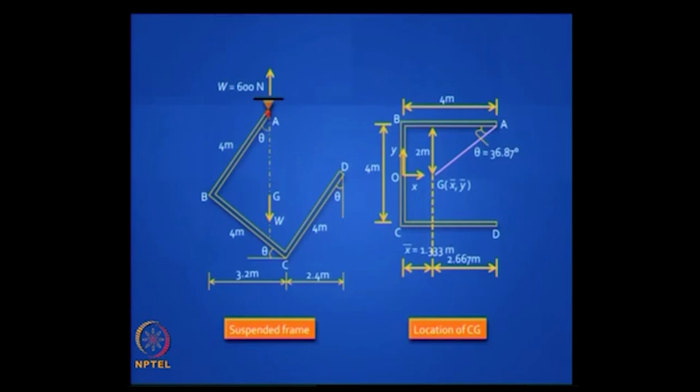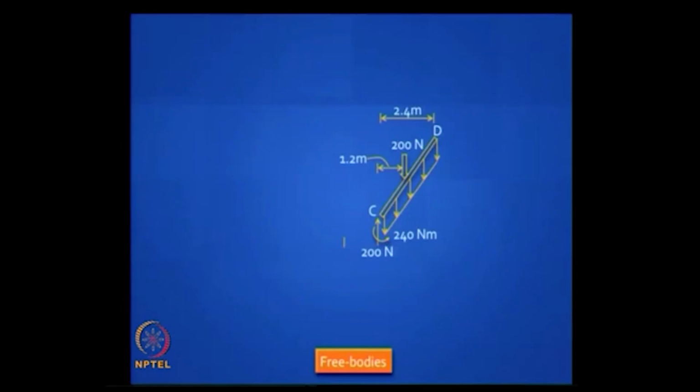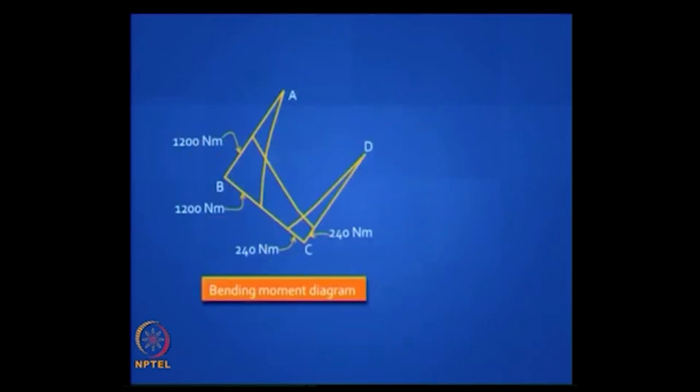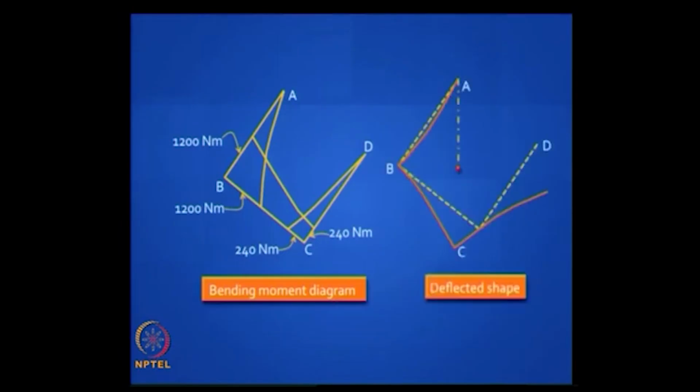So what you need to do is to see how it will look if you were to hang that frame. You will find that the vertical line from A must pass through the center of gravity. You need to locate the center of gravity, and then you can draw the free bodies of these ends. So typically frames are like this. In a cantilever frame, it is wise to start from the free end of the cantilever, and your bending moment diagram will look like this, and a rough shape of the deflected shape will look like this.